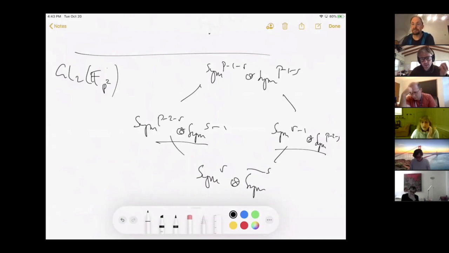Matt, are there bars missing? Yes, they are. Thank you. Great.